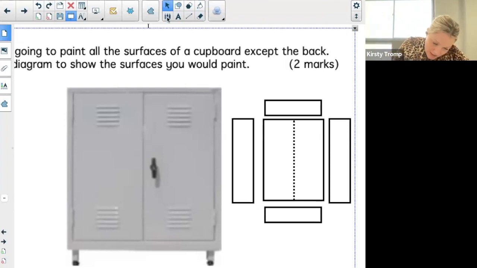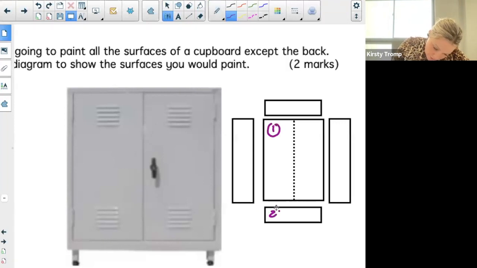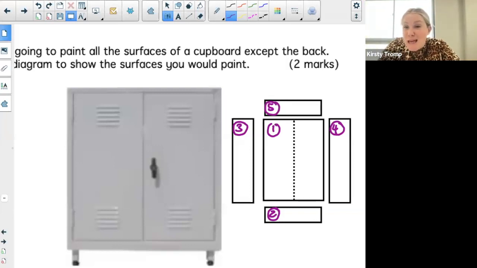Okay, if I'm not going to paint the back of the cupboard, then how many sides should I be left with? Let's go count them. I should be left with 1, 2, 3, 4, 5 sides. Because normally in a rectangular prism, there should be 6, but because I'm not painting the back, there is 5. All right. Well done. Nice. Well done, guys.